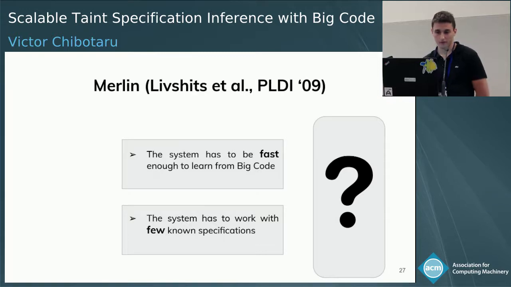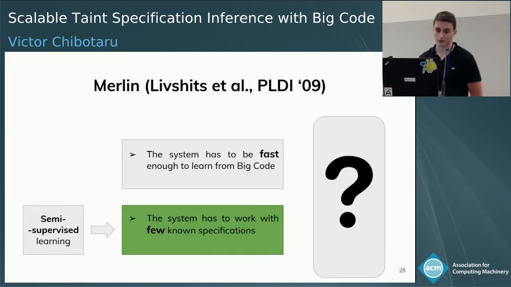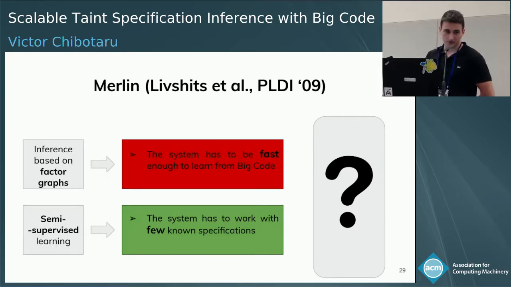We looked at previous work, and we found two papers that did similar things. The first of them is Merlin. Merlin is a system for semi-supervised learning of taint specifications. But unfortunately, its inference is based on factor graphs, which, as we found in practice, would not scale for big code.